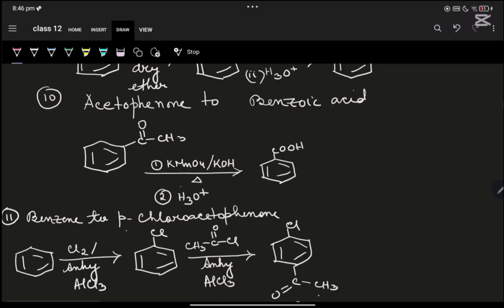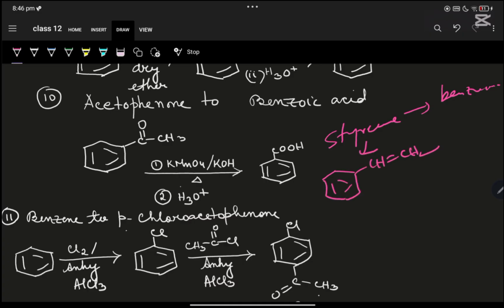Acetophenone to benzoic acid. Now here, like acetophenone to benzoic acid, styrene to benzoic acid also, the same thing happens. Why? What is styrene? Styrene means this thing, benzene ring, CH double bonded CH2.